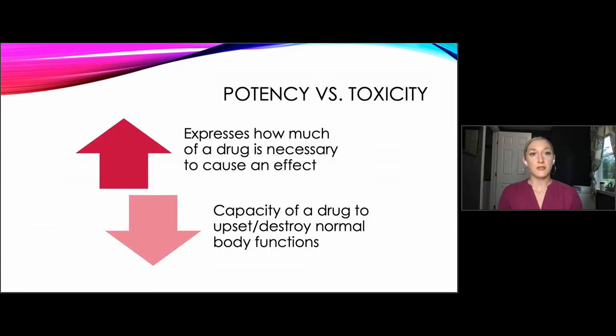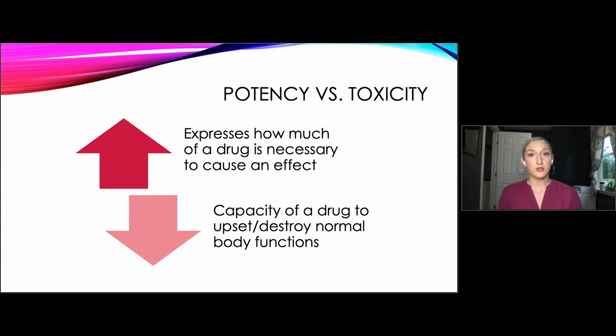Then looking at potency versus toxicity. Potency expresses how much of a drug is necessary to cause an intended effect, while toxicity is the capacity of a drug to either upset or destroy normal body functions. So the smaller the dosage that's required to achieve the drug reaction, the greater the potency. So if you need a very small amount to achieve the intended effect, it's considered to be very potent.